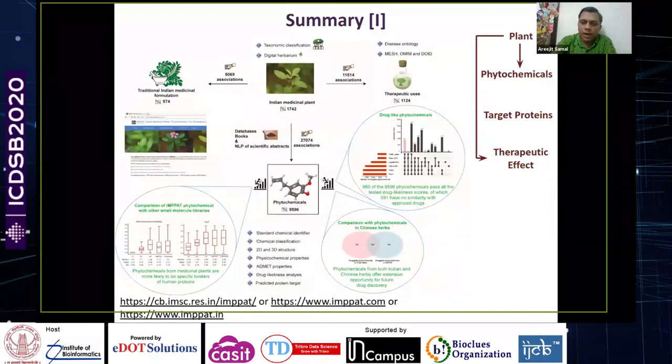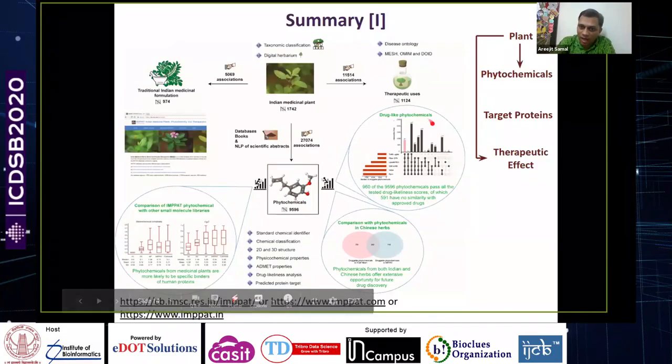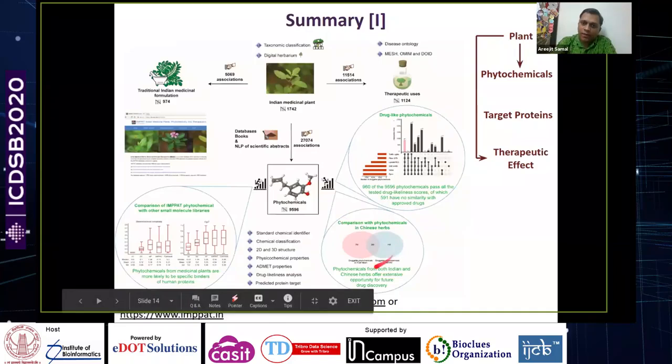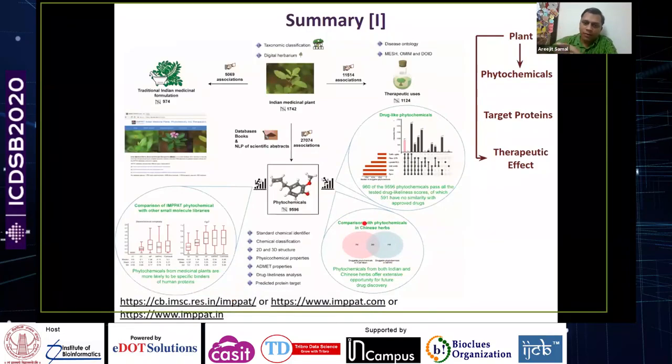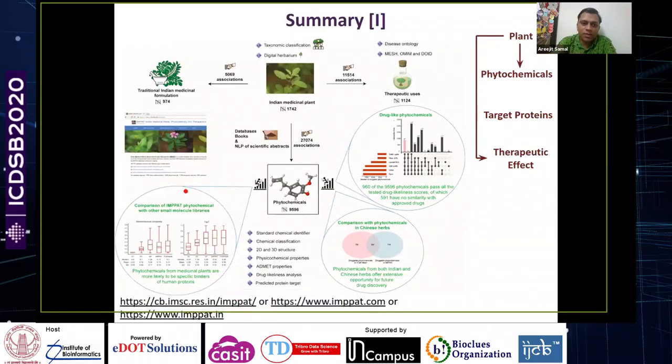So in summary, in the first part, what we have done is that we have three networks. We have medicinal plants and their phytochemicals, that is our centerpiece. Subsequently, we have made a lot of analysis of these phytochemicals. We find that there's a large drug-like space, and also a large fraction of this drug-like space which is not similar to any of the approved drugs. There is only a 25% overlap between our set of phytochemicals and phytochemicals in the Chinese herb database. So there is a unique space of phytochemicals potentially for Indian herbs. And finally, this analysis suggests that the phytochemicals of Indian medicinal plants, or medicinal plants in general, are likely to be very specific pointers of human proteins.